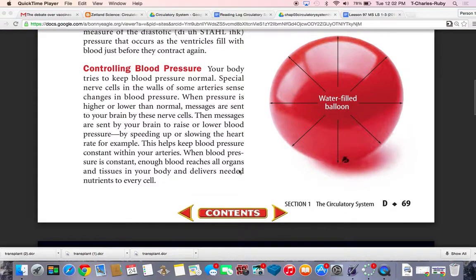Controlling blood pressure. Your body tries to keep blood pressure normal. Special nerve cells in the walls of some arteries sense the change in blood pressure. When pressure is higher or lower than normal, messages are sent to your brain by these nerve cells. Then messages are sent to raise or lower pressure by speeding up or slowing down the heart rate, for example. This helps keep blood pressure constant within your arteries. When blood pressure is constant, enough blood reaches all organs and tissues in your body and delivers needed nutrients to every cell.